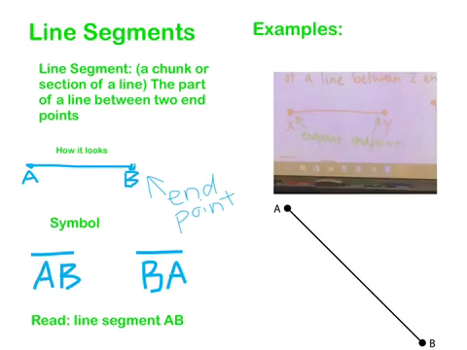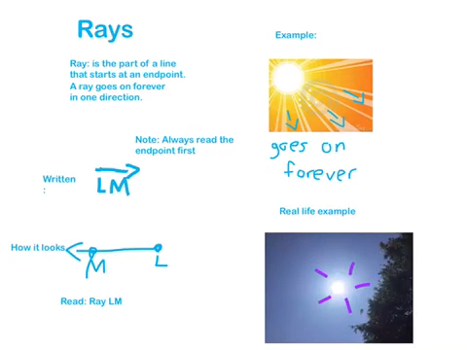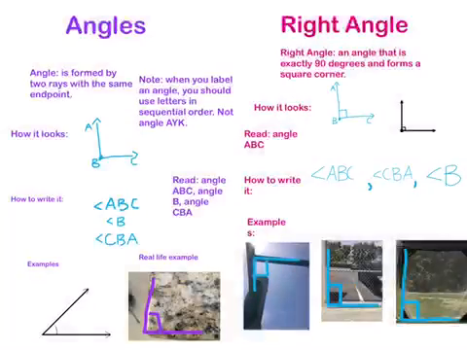Line segments. A line segment is a chunk or section of a line, the part of a line between two endpoints. Rays. A ray is the part of a line that starts at an endpoint and goes on forever in one direction. Angles. An angle is formed by two rays with the same endpoint.